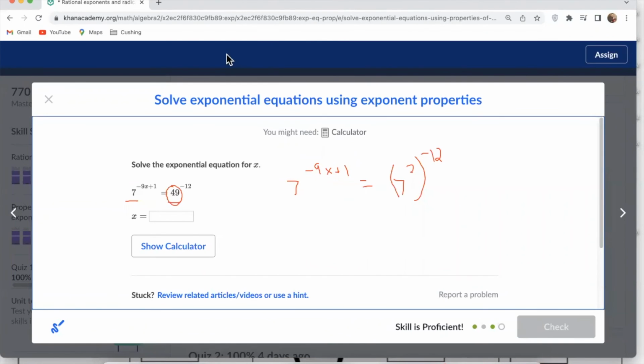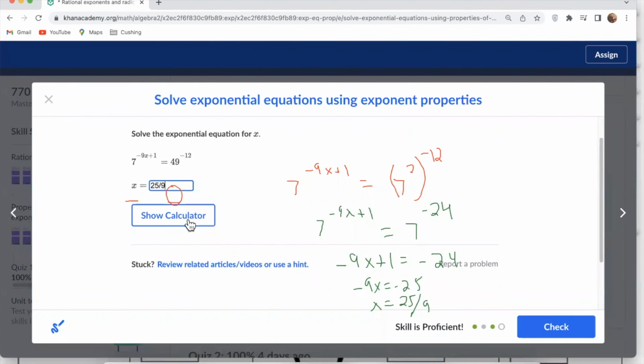Notice in the red, all I've done here is rewrite 49 as 7 squared. So now I'm going to simplify that exponent. I get 7 to the negative 9x plus 1 equals 7 to the negative 24. I'm multiplying the exponents 2 and negative 12. And now I get negative 9x plus 1 equals negative 24. I'm going to subtract 1 from both sides. So negative 9x equals negative 25. That's giving me x equals, the negatives will cancel, and I'll get 25 over 9. And that should be fully simplified at 25 over 9.